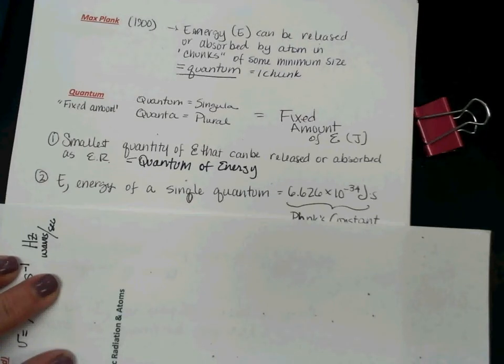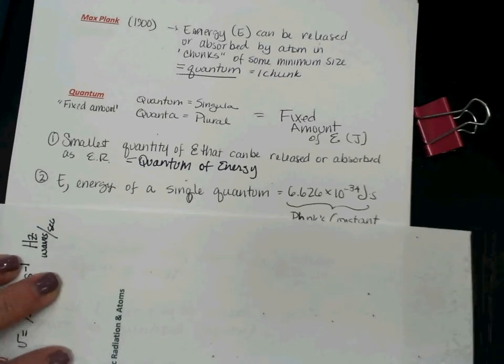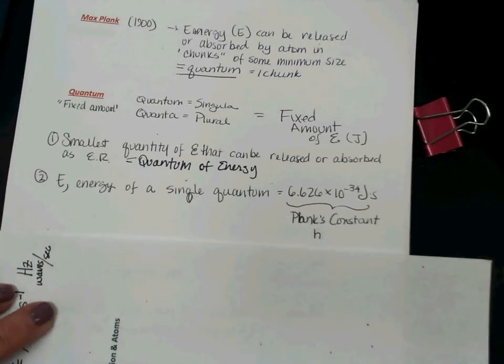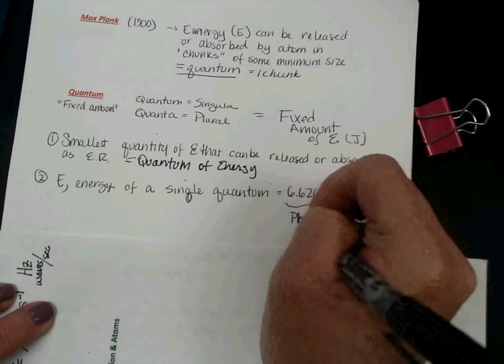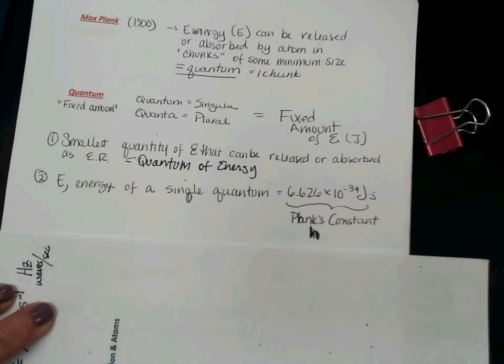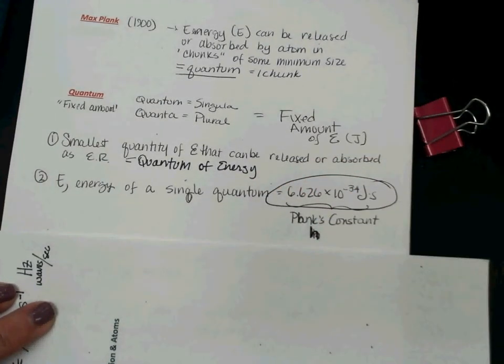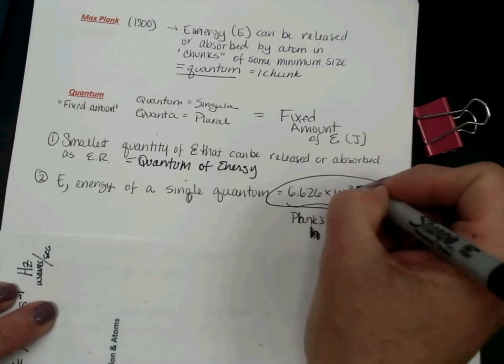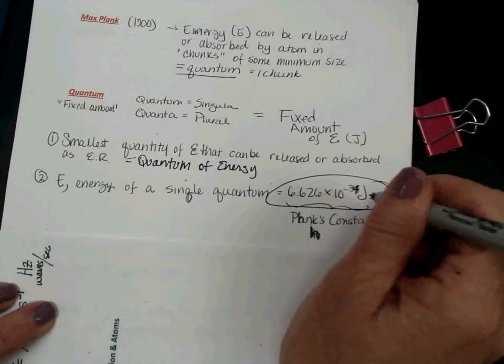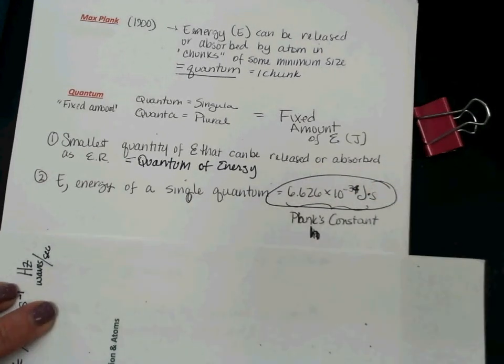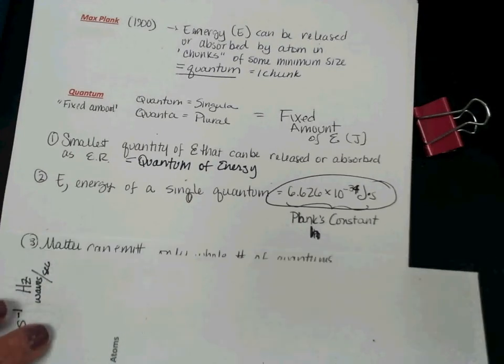Planck continued to study with various elements, various tests and experiments, and he came up with Planck's constant, that's an h, which is the energy of a single quantum. This is a constant. It's something you should know, or if you don't know, you should get it back in your brain. 6.626 times 10 to the negative 34th joules times seconds. That's a 4. It's just joule seconds is how you would say that.